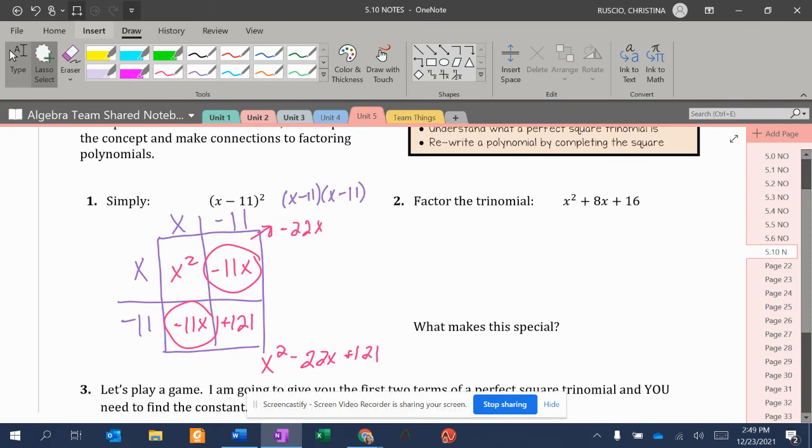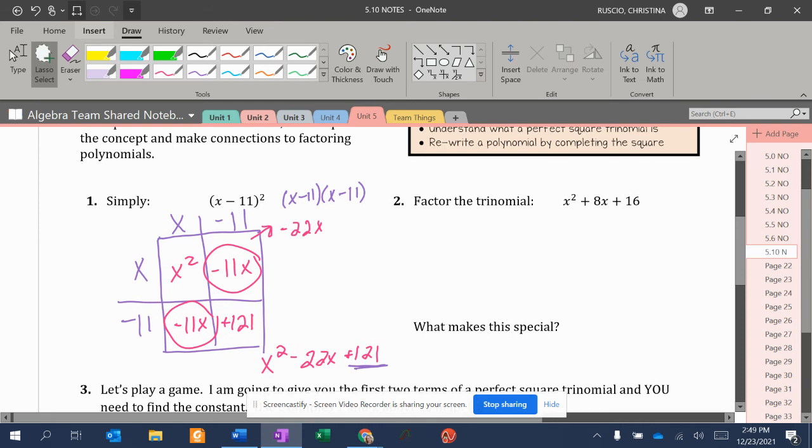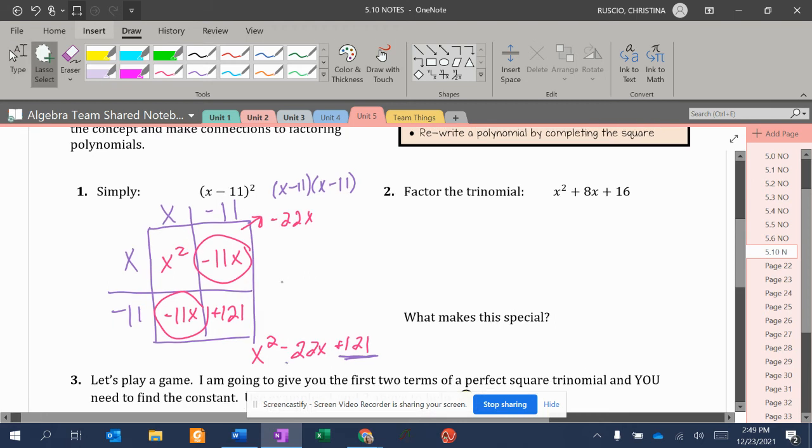If you notice a couple of things, 11 times 11 is 121, or negative 11 times negative 11 is positive 121, and negative 11 plus negative 11 is negative 22.